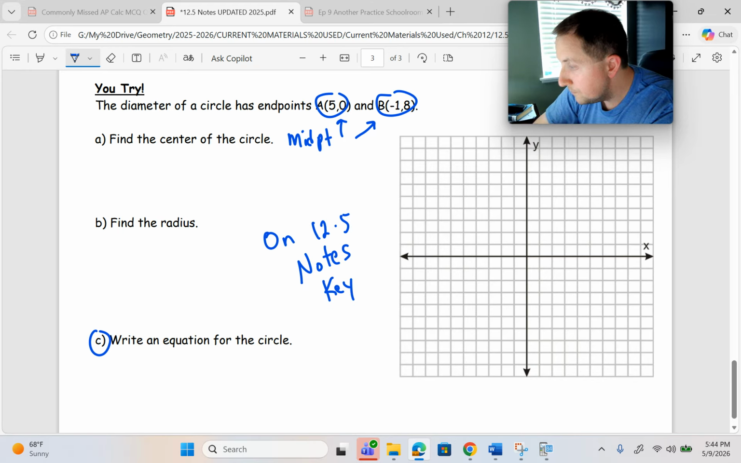Give this one a try. The graph is totally optional at this point. You've kind of seen the steps, so if you feel like the graph helps, great, but you really don't need the graph in this case.